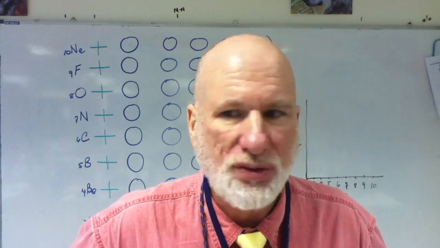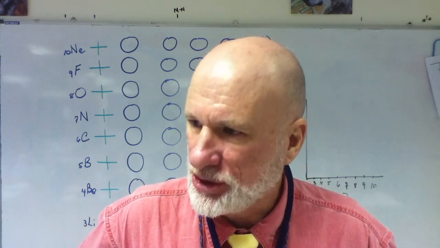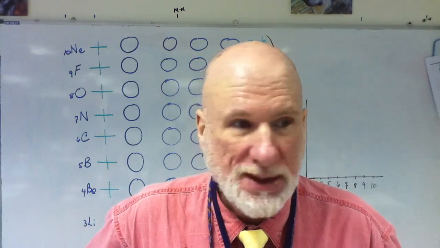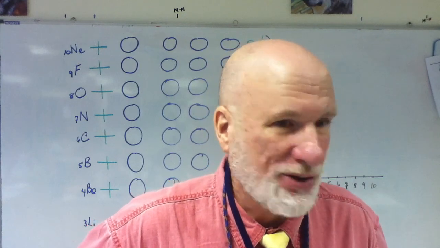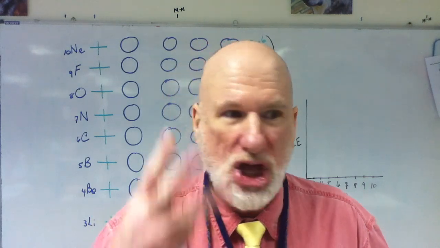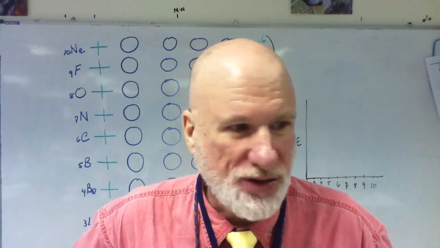Ionization energy is the energy needed to remove the outermost single electron. The second ionization energy is the energy needed to remove the second most outer electron. The third ionization energy is the energy needed to remove the third most outer electron. The fourth ionization energy is the energy needed to remove the fourth outermost electron.